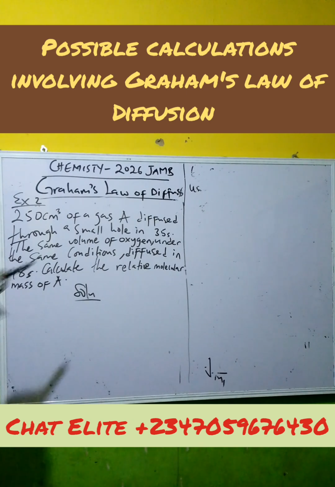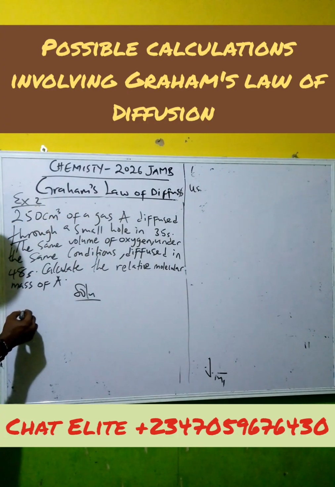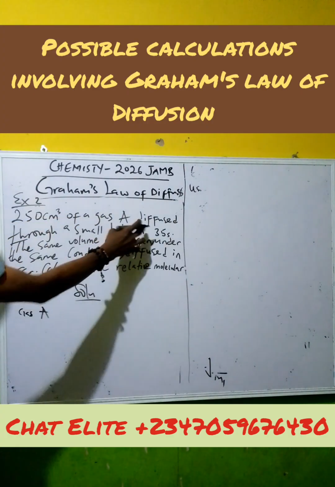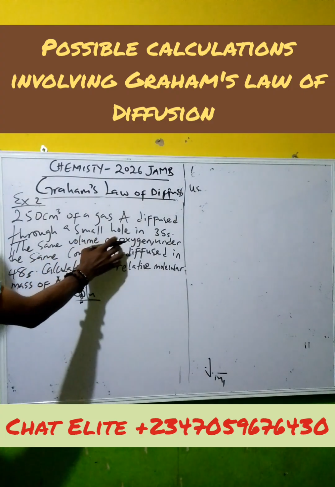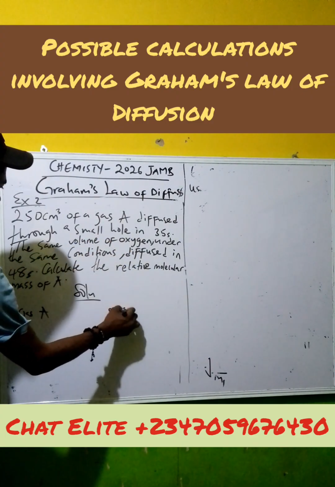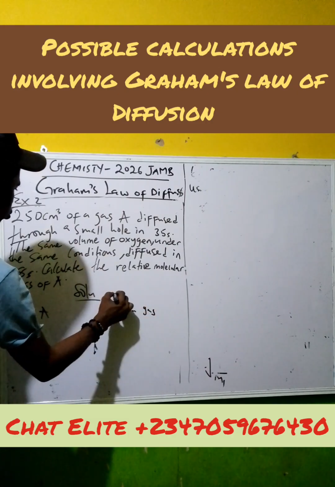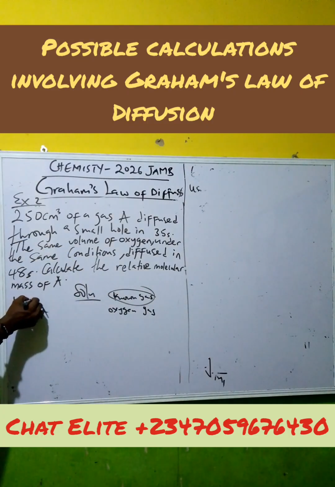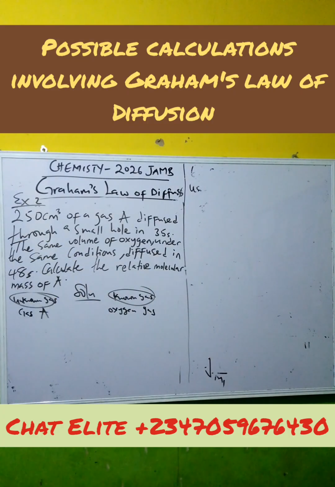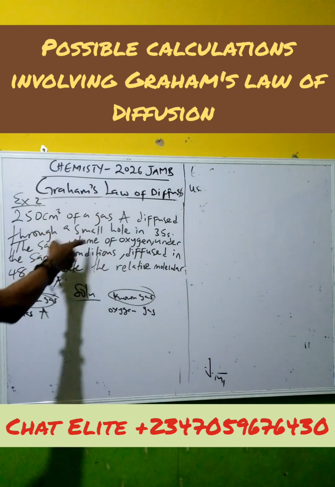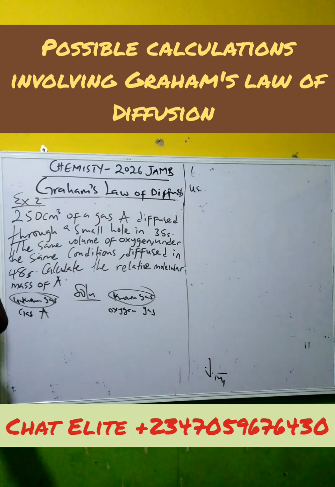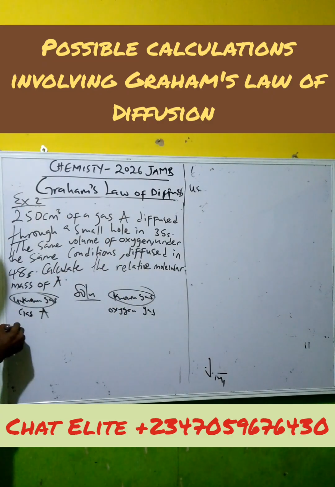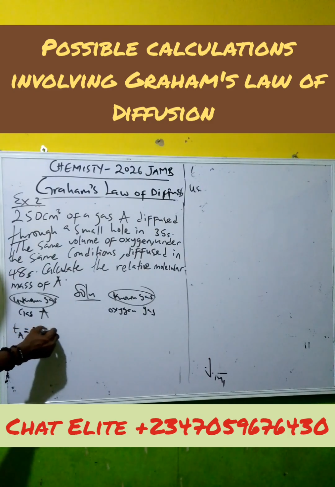We don't know the gas A actually, that's why it is unknown. So we're having gas A, and this is the unknown gas, and we are having oxygen gas. This is the known gas, this is the unknown gas. So here we have that 250 centimeters cubed of a gas A diffused through a small hole in 35 seconds. The time for this to diffuse is 35 seconds.